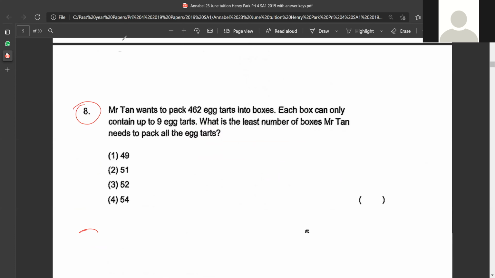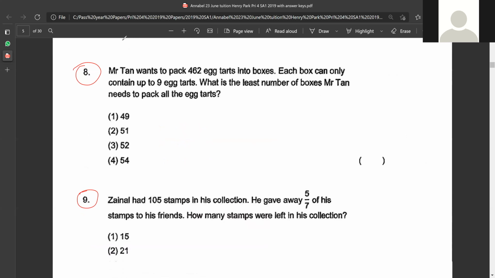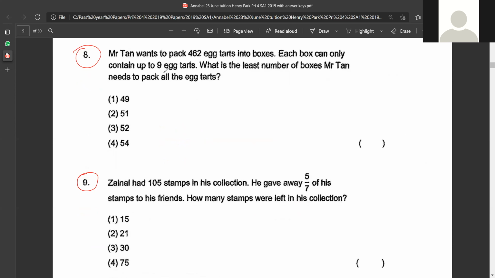Okay, number 8. Mr. Tan wants to pack 462 8 cards into boxes. Each box can only contain up to 9 8 cards. What is the least number of boxes Mr. Tan needs to pack all the 8 cards? So 462 divided by 9.